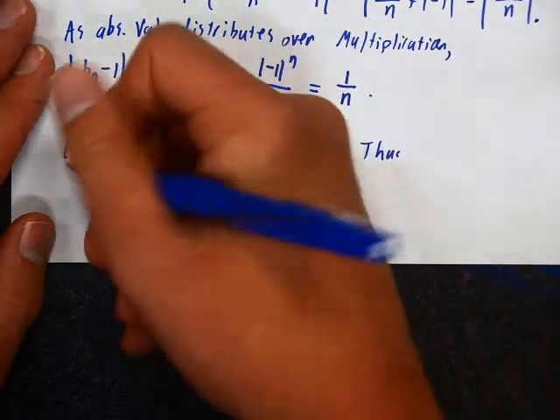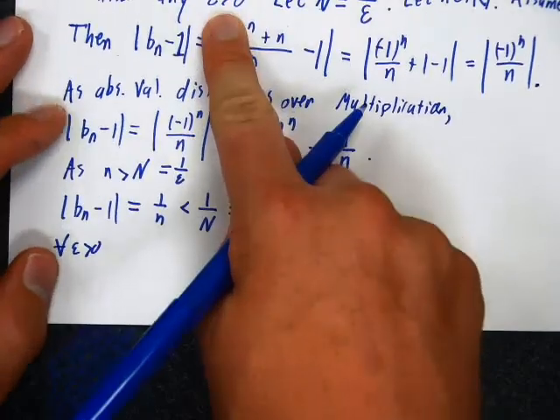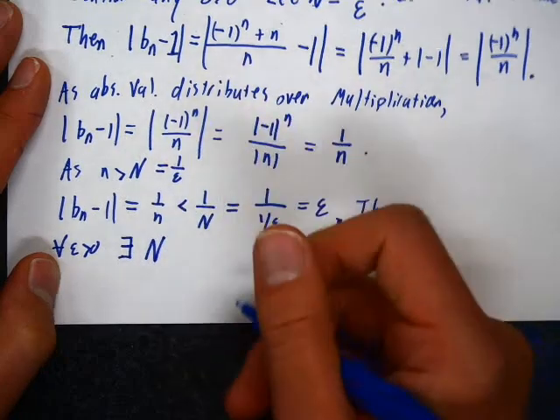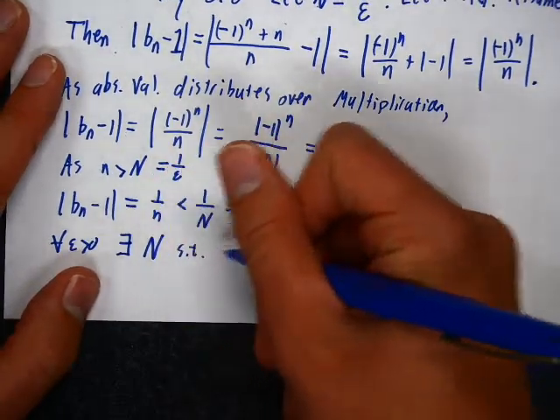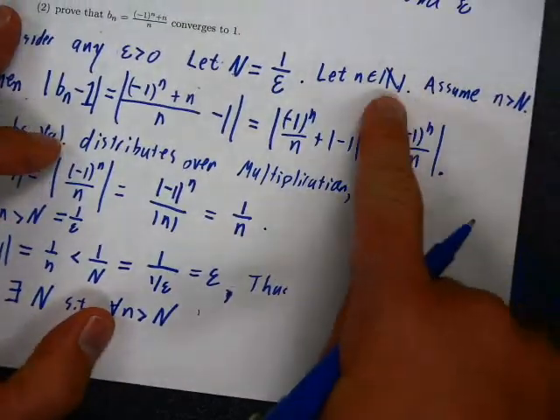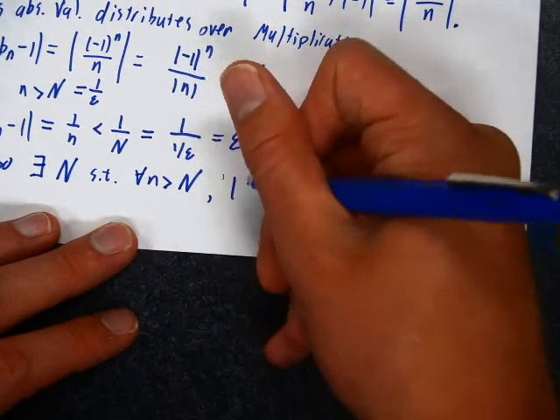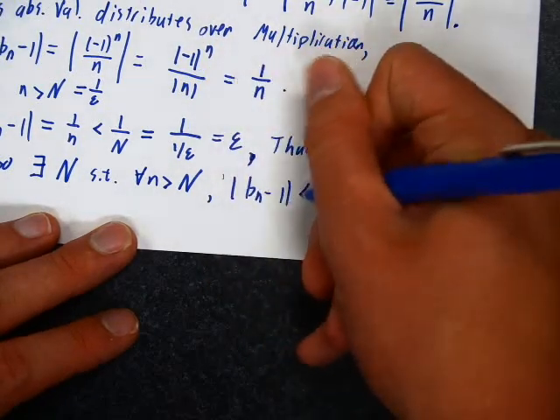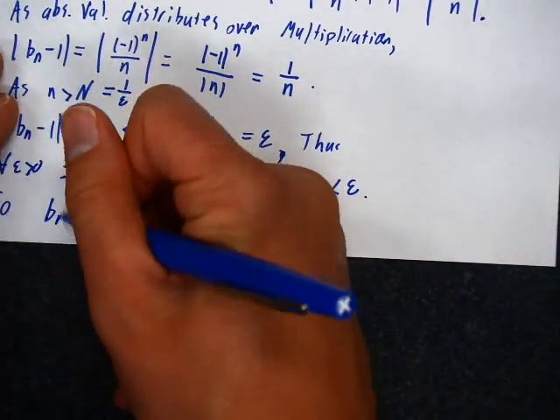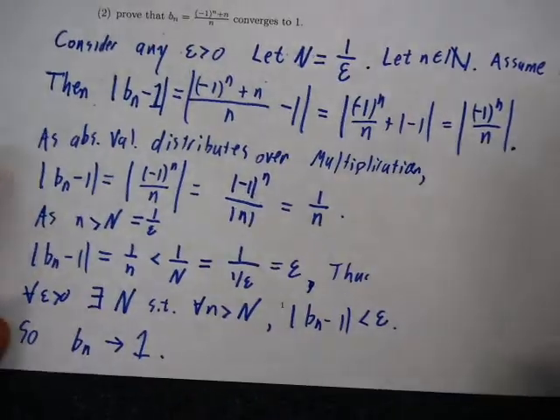Thus, what have we done? We've shown that for every epsilon bigger than 0, because we considered any epsilon bigger than 0, we chose a particular big N, so there exists some big N such that for all little n with little n bigger than big N, we considered any little n, we assumed it was bigger than big N, and we showed that the absolute value of b sub n minus 1 is less than epsilon. So b sub n converges to 1, exactly as the claim said.